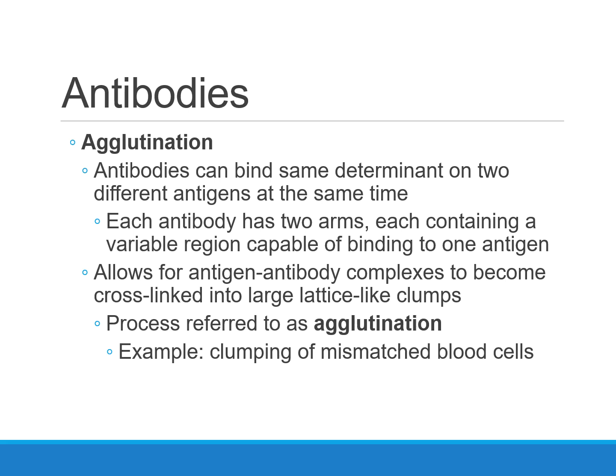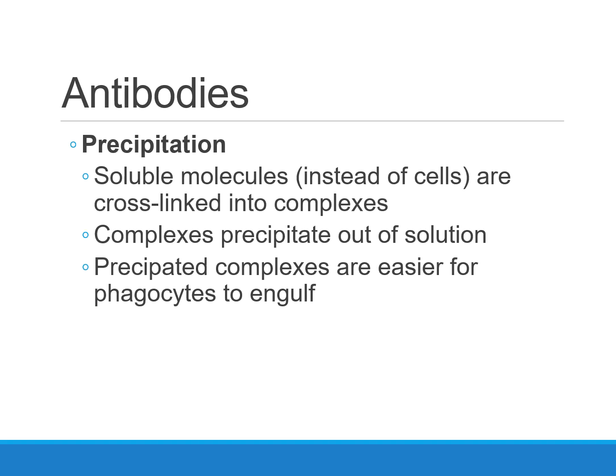Agglutination: the antibodies can bind the same determinant on two different antigens at the same time. Each antibody has two arms. Each contains a variable region capable of binding one antigen. This allows for antigen-antibody complexes to become cross-linked and form a big chunk or clump. We call that process agglutination. This is what you see with mismatched blood cells. So basically, we've clumped the bad guys together so that we can get rid of them.